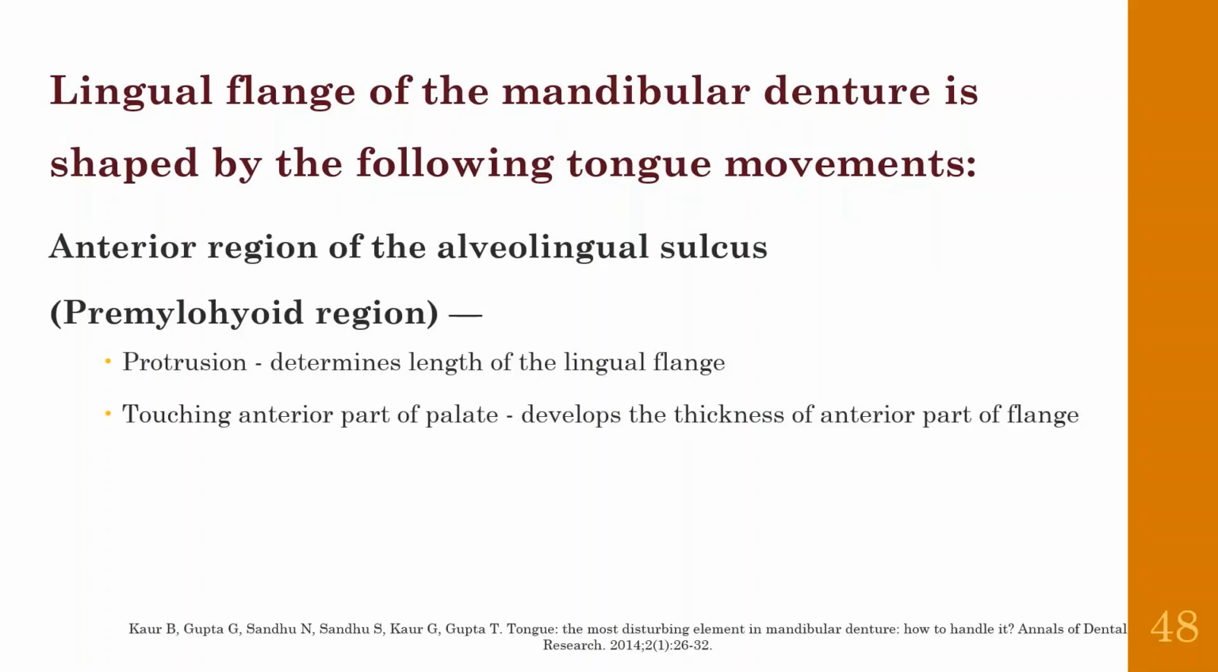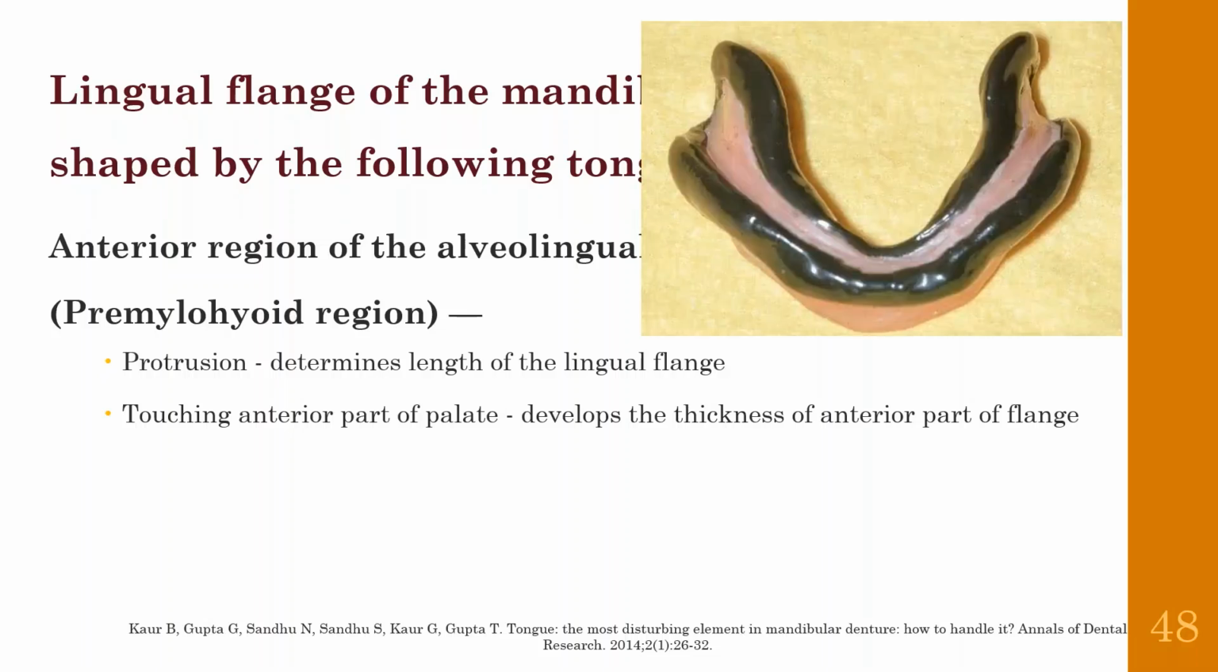The anterior region of the alveolar sulcus, or premolar region: the patient is asked to protrude the tongue. It determines the length of the lingual flange. The patient is also asked to touch the anterior part of the palate, which helps in developing the thickness of the anterior part of the flange.